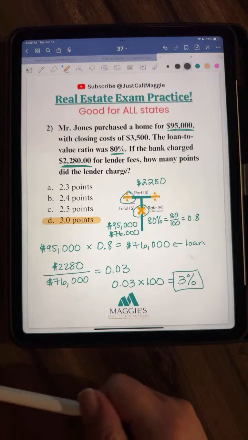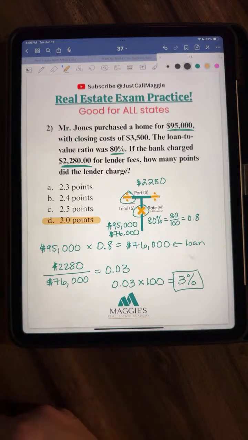So I don't touch the 3,500. Nope, there's no need for that. That was just in there to throw you off, okay? They just wanted to know how many points they charged, okay?